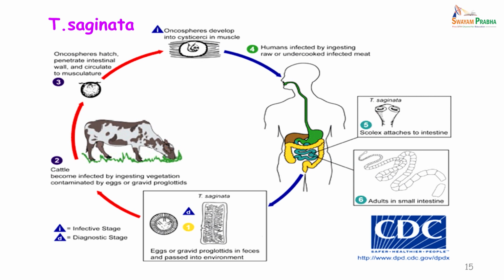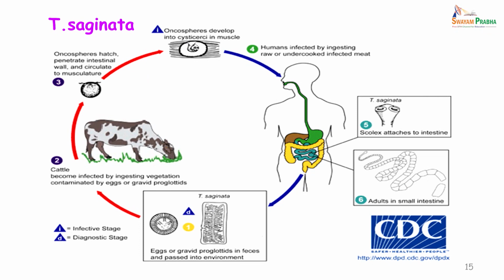Now, we will start with the oncospheres, which are present as cysticerci in the muscle of cattle. When man eats infected beef which has not been cooked properly, the larvae enter the stomach, then reach the intestine where they develop into the adult worm. The adult worm sticks on to the intestine with the help of the suckers and derives its nutrition from the host.